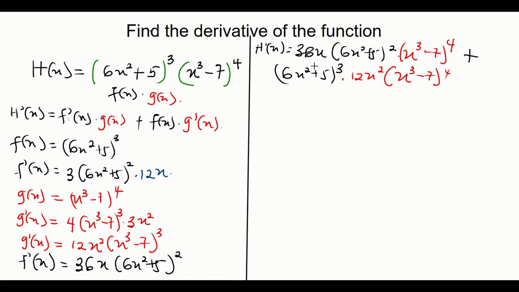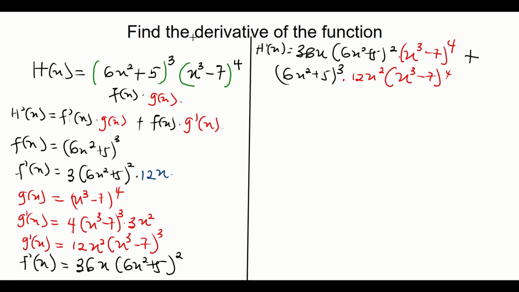But let's go to the next page so that we can see everything clearly. Now, we are going to have my h prime of x. Let's put that in a black marker. So my h prime of x is going to be equal to whatever we have over here. We're just going to lift everything that we have over here into that place.